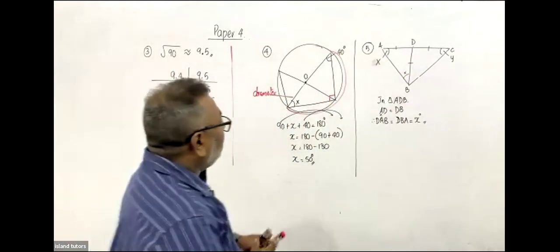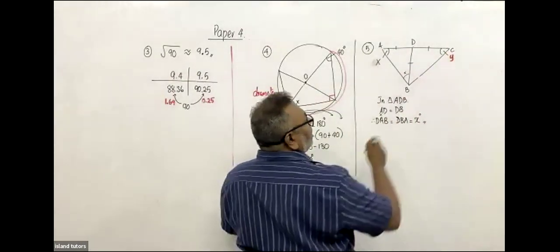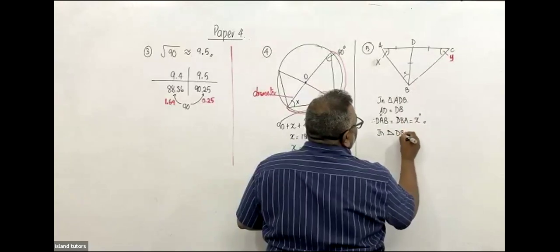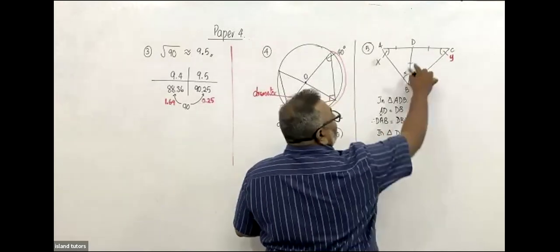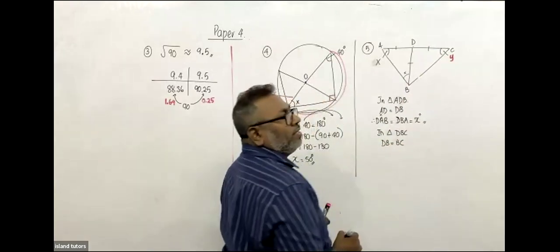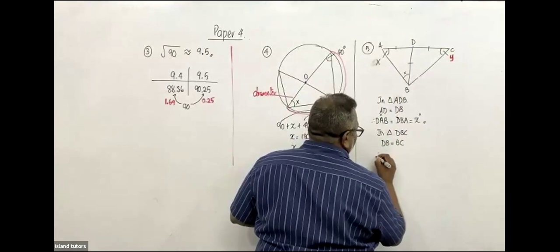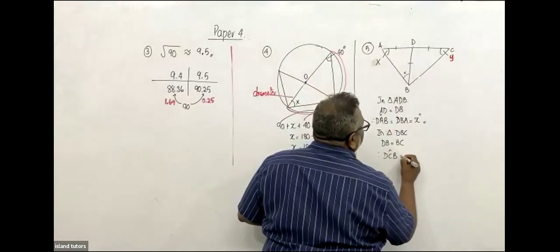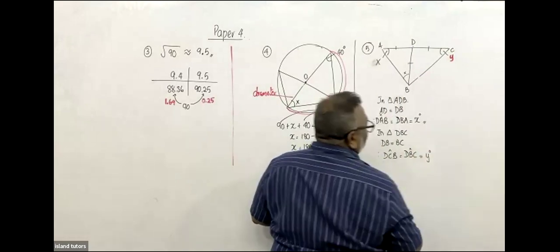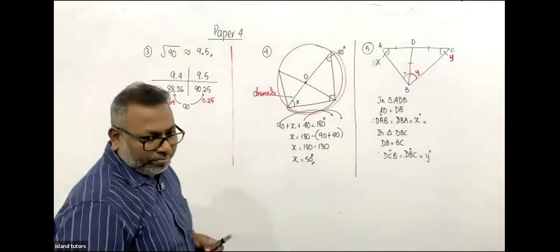Okay. Then here this is y, and you can see in triangle DBC, DB is equal to BC, right? Therefore, DBC angle is equal to DCB angle, which is equal to y. So this angle also becomes y.